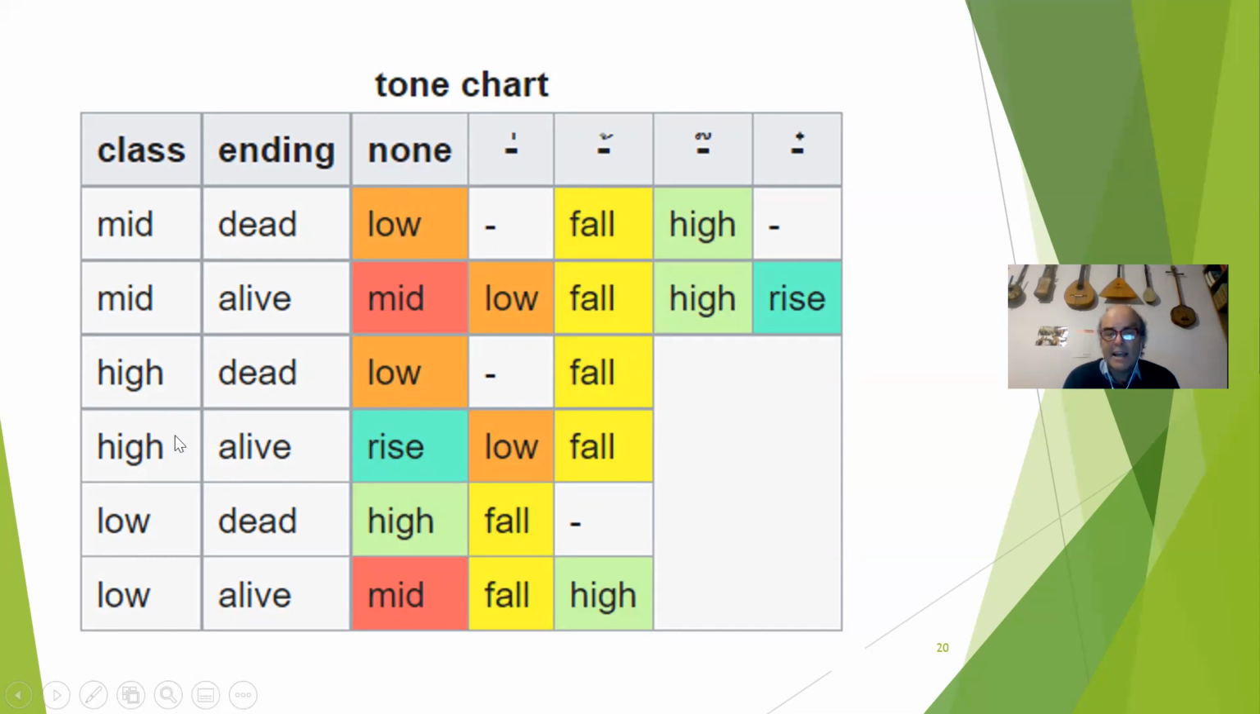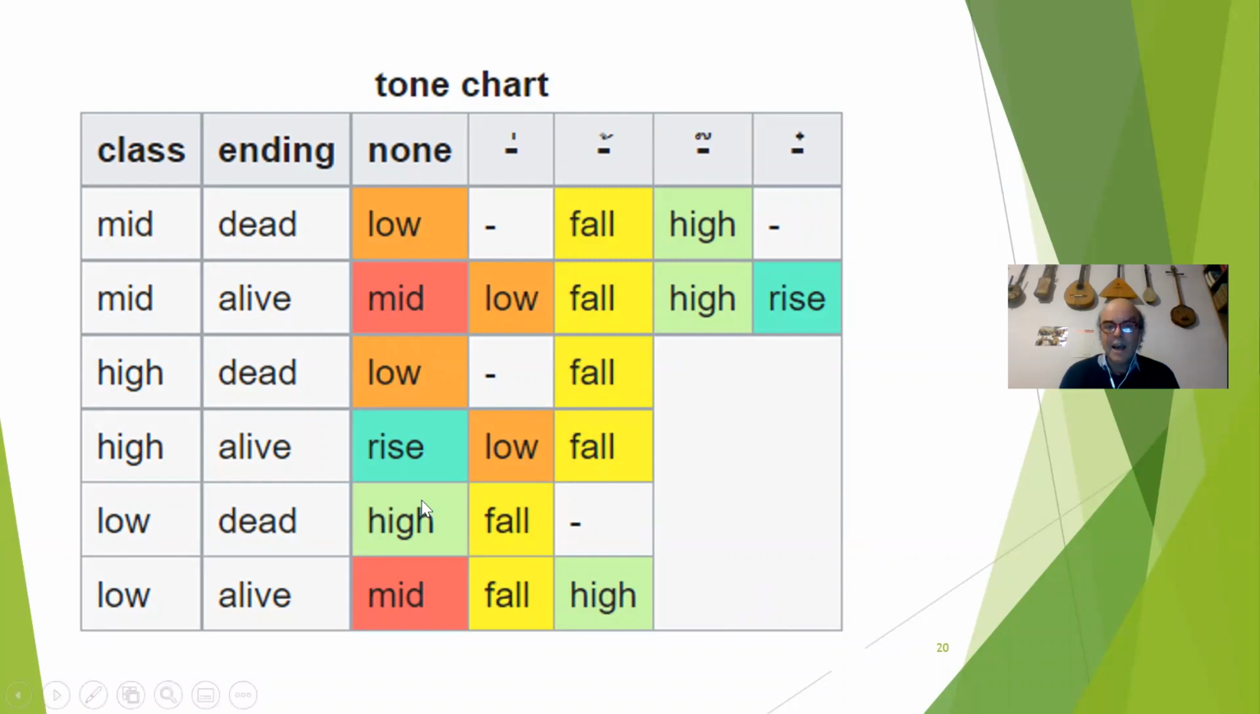When you have a high class consonant with a live tone, you get a rise, as in ma, a dog. When you have a low class consonant with a live tone, you get mid, as in ma, coming, to come. Now in Bangkok Thai, they write the word for dog with a different initial consonant. They actually use 2 letters from the way they write the word for come. I think I'll come back and talk about this another day. It's a very interesting topic.